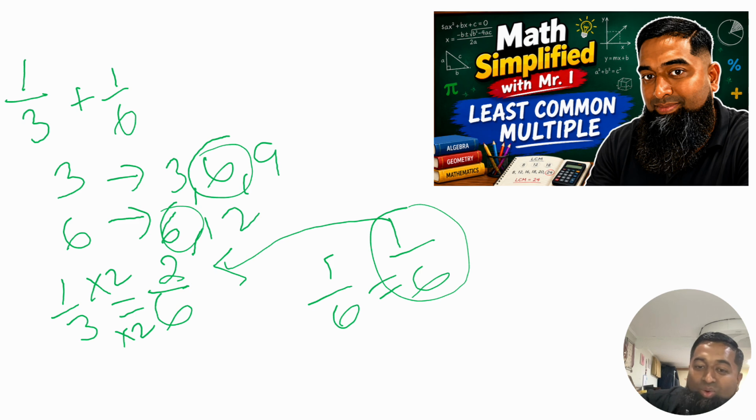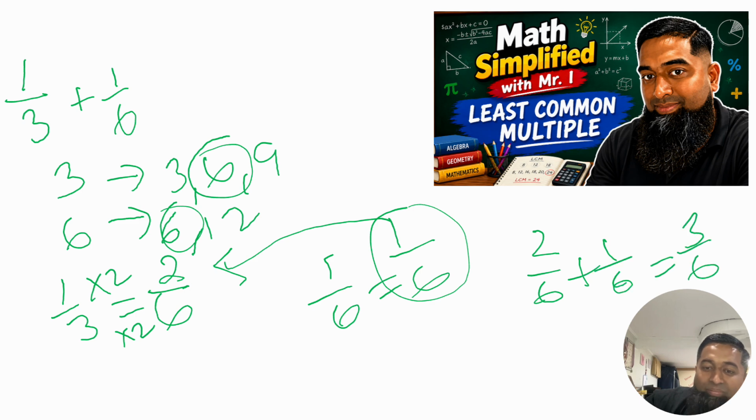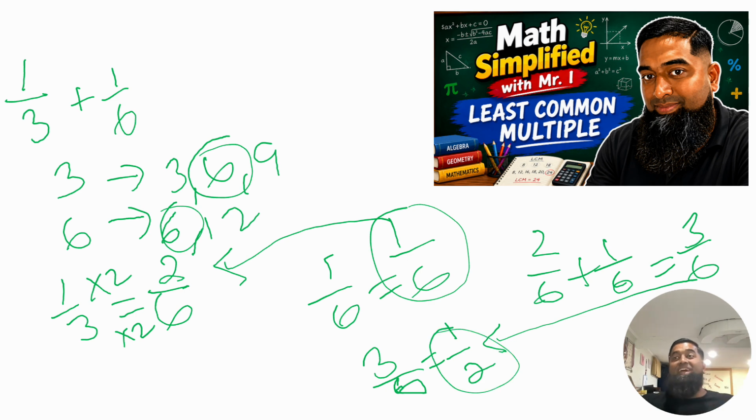You take this and you add it to this. 2 plus 1 is how many here? I'm going to write it nicely. So you got 2 over 6 plus 1 over 6 equals 3 over 6. You know what's crazy? 3 over 6, if you divide it out, equals what? 3 goes into 3 once, 3 goes into 6 twice. That becomes 1 over 2. It's simplified even further.